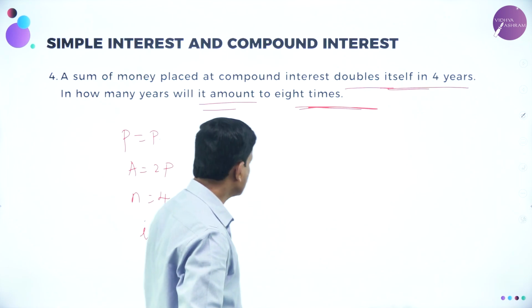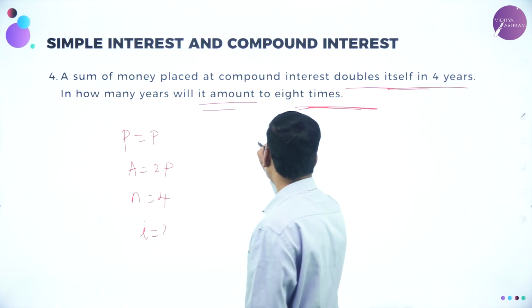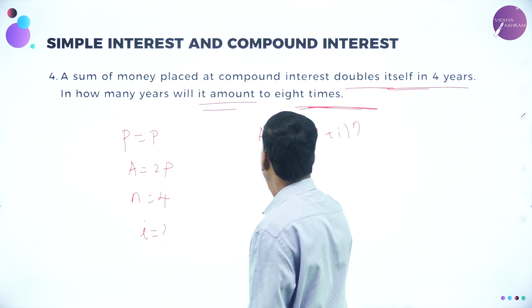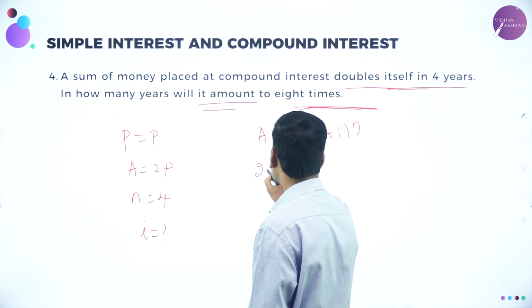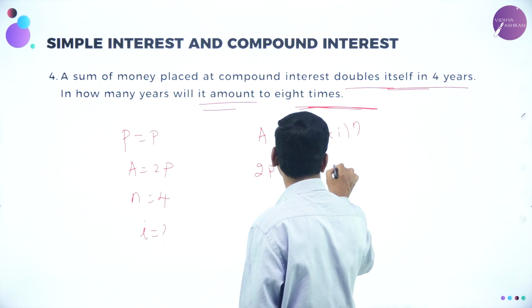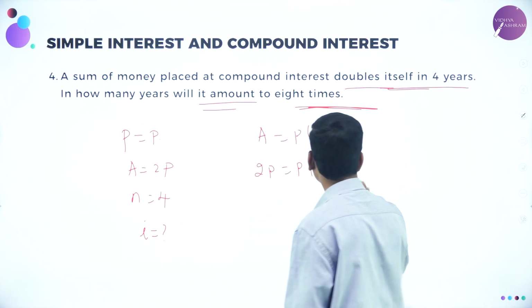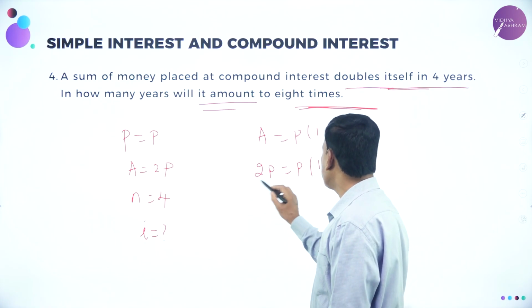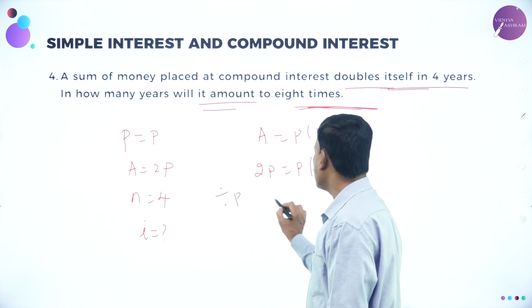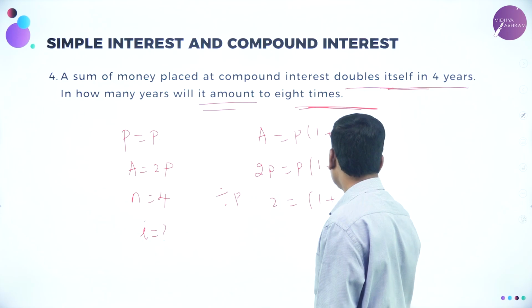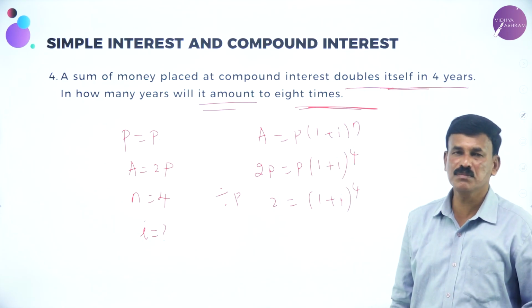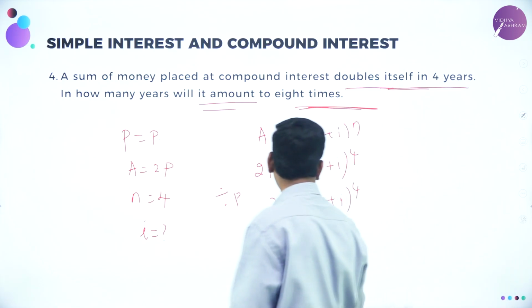Then the compound interest. Now what is the formula for amount? Amount A is equal to P into (1 plus I) to the power of N. So here the amount is 2P is equal to P into (1 plus I) to the power of N. What is N? N is equal to 4. If you divide by P, what will you get? 2 is equal to (1 plus I) to the power of 4. Now taking log on both sides.